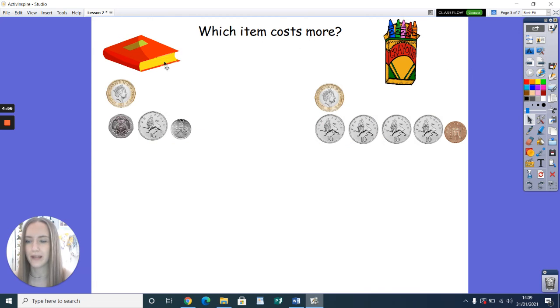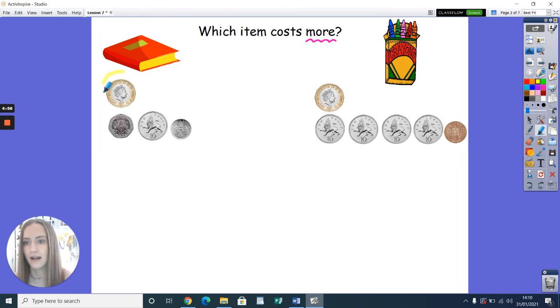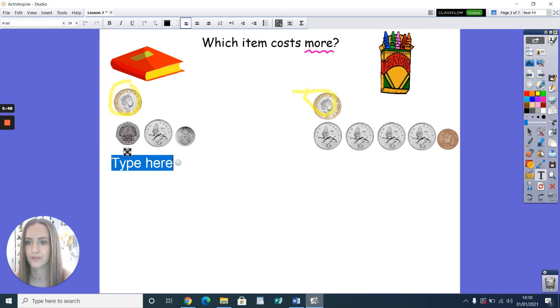The one we have two items, we've got a book and we've got a box of crayons. I want to know which item costs, let me get my pink, which item costs more. So just like before, we need to see how much each item costs first. So pause the video and work out how much each item costs.